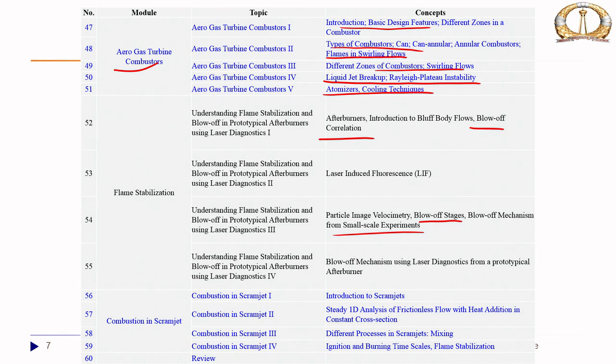And finally, we looked into combustion in scramjet, where we introduced the scramjet. We introduced steady 1D analysis of frictionless flow with heat addition in constant cross section. We looked into different processes in scramjets like mixing, and then we looked into ignition, burning timescales, and flame stabilization. So, that is all we have covered for this course. It is a lot of material that we have covered, and I hope that you will find this useful and find it exciting to pursue one of these or many of these topics further in your career.